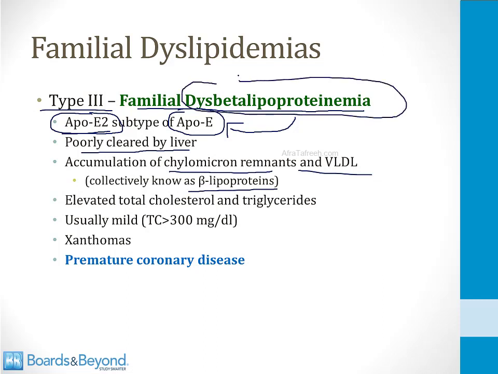Clinically, what this means is that these patients have elevated total cholesterol and triglyceride levels. It can be relatively mild with the total cholesterol greater than 300, which is increased but not as high as in some other disorders. These patients sometimes develop xanthomas, but the major problem is that they can have premature coronary disease if they don't get their cholesterol levels treated.